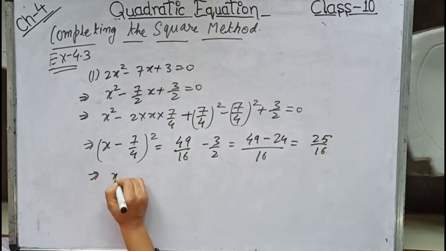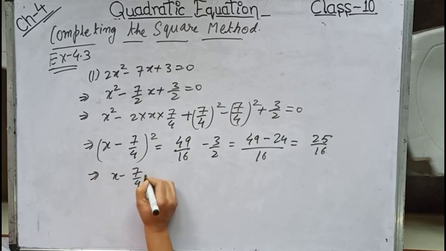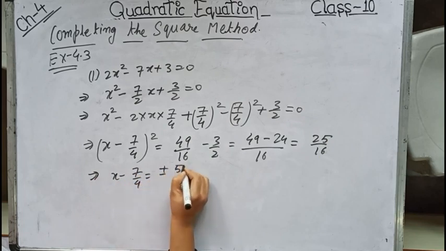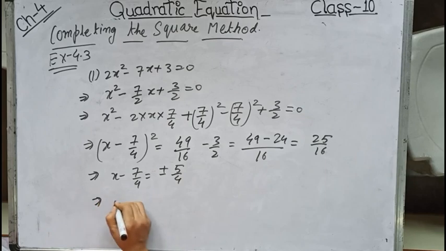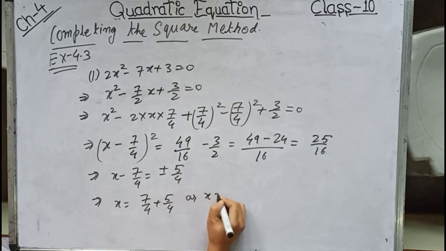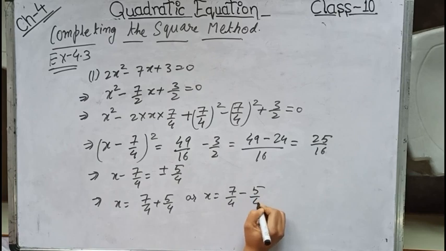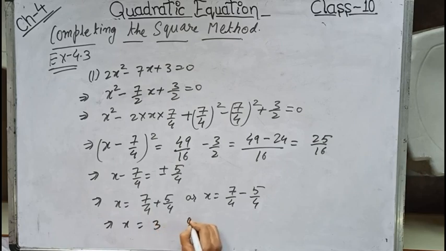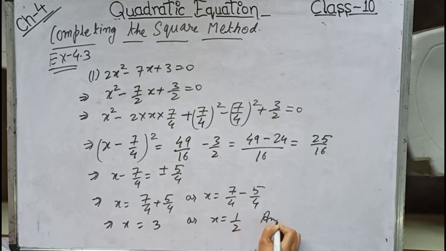So this implies x - 7/4 equals plus or minus 5/4. This implies x equals 7/4 + 5/4, or x equals 7/4 - 5/4. This implies x equals 7 and 5 is 12, 12 by 4 is 3, or x equals 7 minus 5 is 2, 2 by 4 is 1/2, and this is the answer.